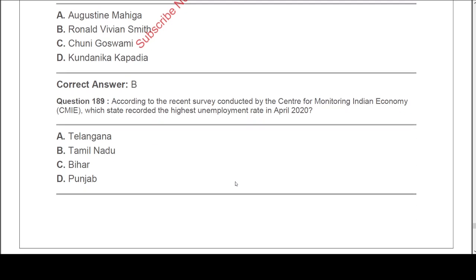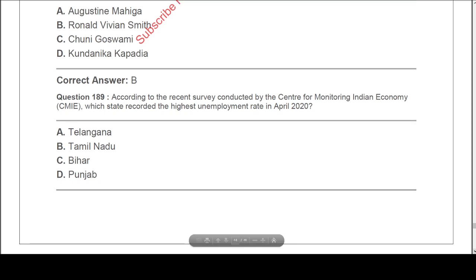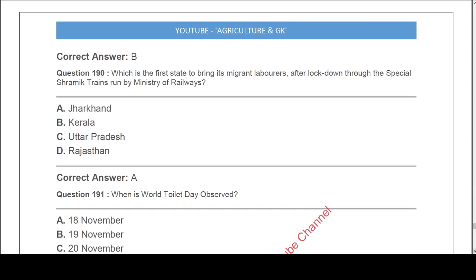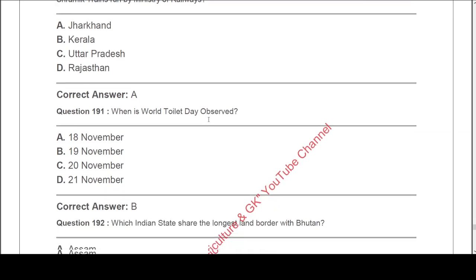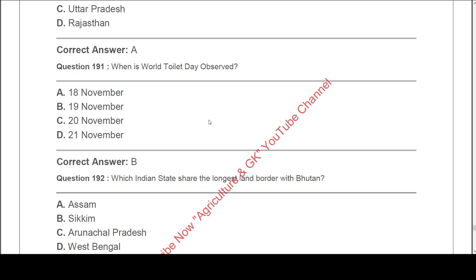According to the recent survey conducted by the Center for Monitoring Indian Economy, which state recorded the highest unemployment rate in April 2020? It is option B, Tamil Nadu. Which is the first state to bring its migrant laborers after lockdown through special Shramik trains run by Ministry of Railways? It is Jharkhand, option A. When is the World Toilet Day observed? It is option B, 19th November.